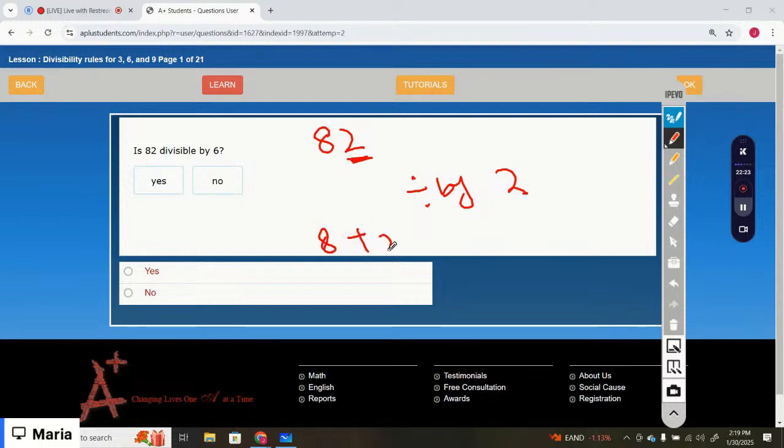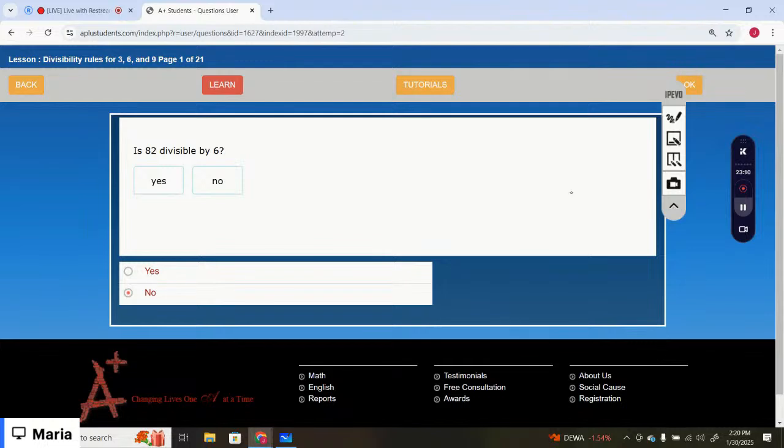Now check if the number is divisible by 3. The divisibility rule is the sum of the digits must be divisible by 3. 8 plus 2 is 10, wait, the sum is 10, so is it divisible by 3? No. That means the number is not divisible by 3. So the correct option is no, because the number is divisible by 2 but is not divisible by 3. The correct option is no.